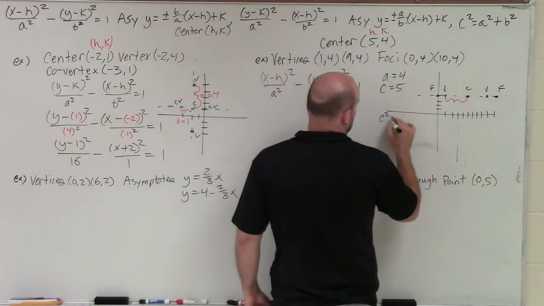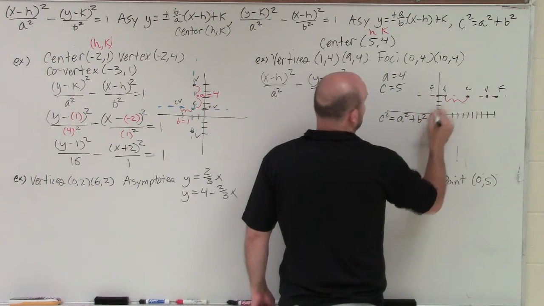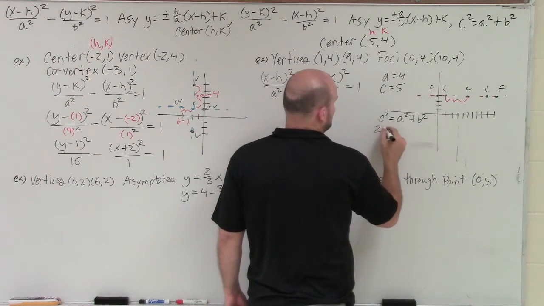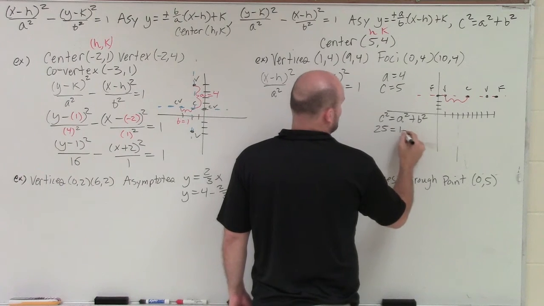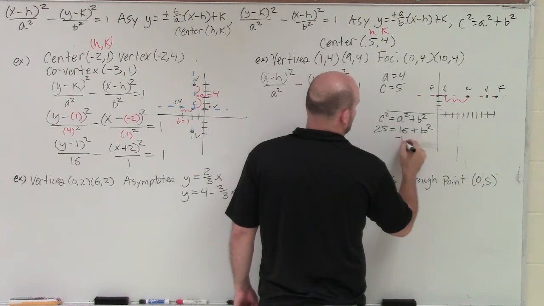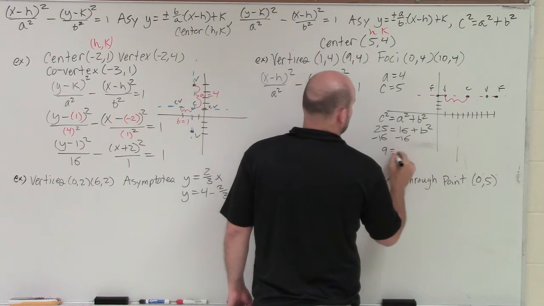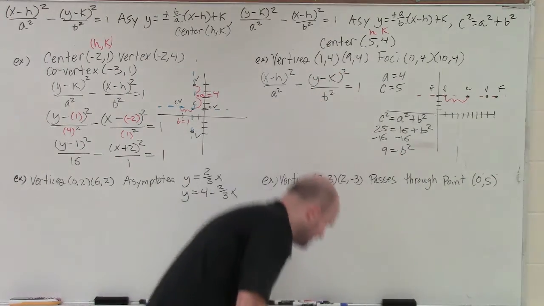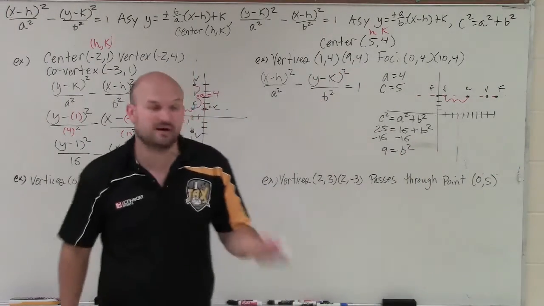Now we just need to figure out B per our equation. So remember, C squared equals A squared plus B squared, which is provided to us. So 25 equals A squared, which is 16, plus B squared. Minus 16, minus 16, 9 equals B squared. We don't need to figure out B. We just need to figure out what B squared is.